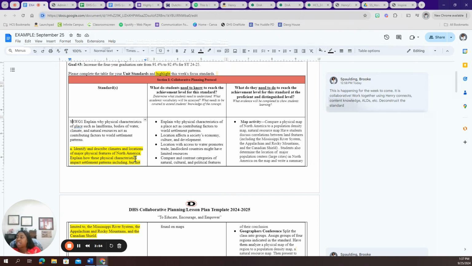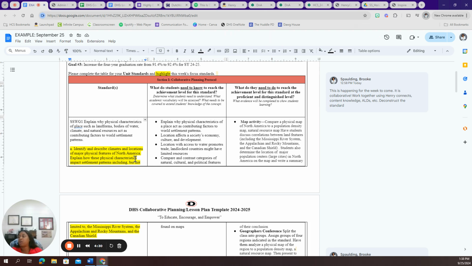The second column is going to focus on what students need to know to reach the achievement level for this standard. When we think about achievement levels, think about ALDs, your achievement level descriptors. If our students are at the beginning, we're trying to get them to be proficient and really to get them to the distinguished level. But what language and what things do they need to know? What do they need to understand?